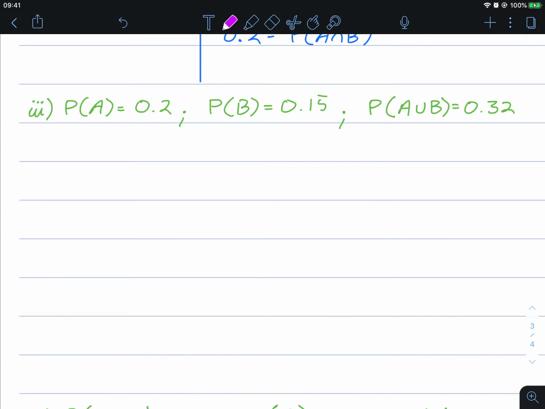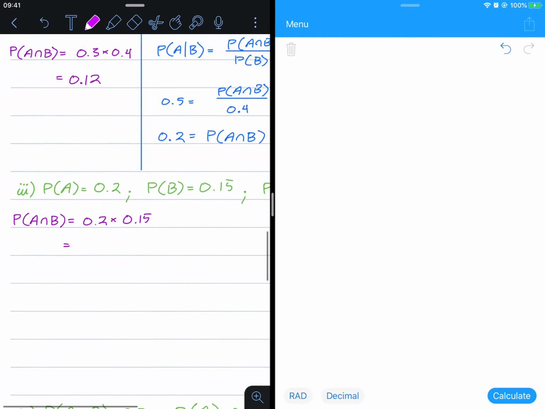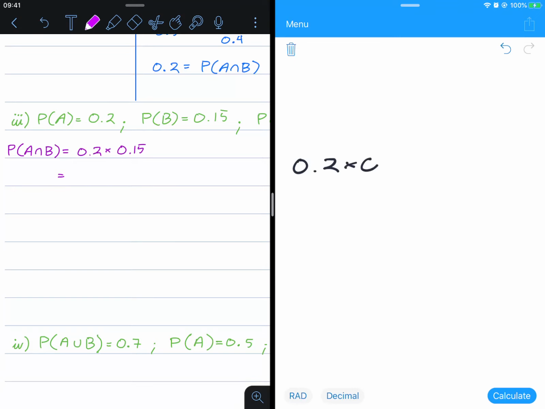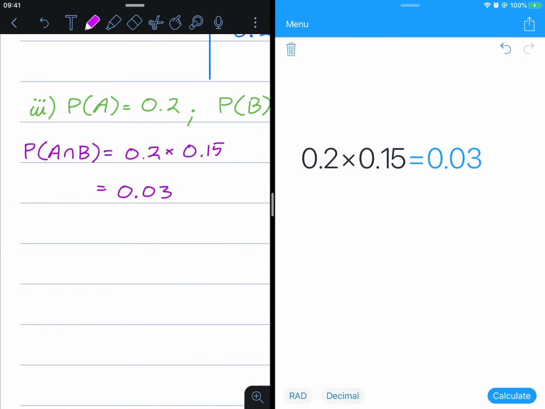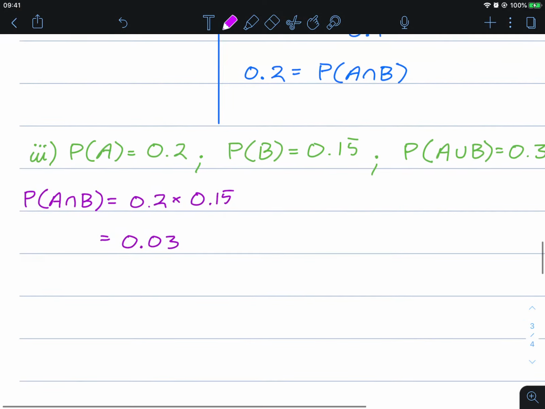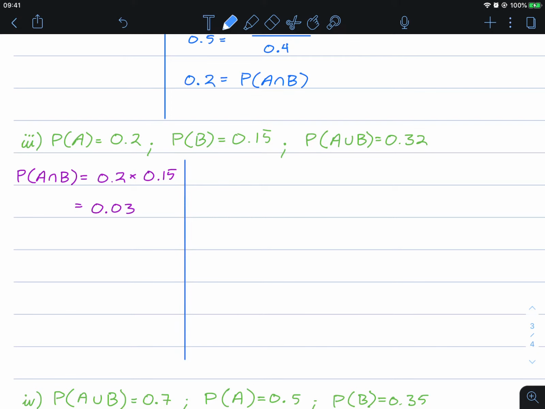So the ideal situation that we are looking for is the probability of A intersect B is 0.2 times 0.15, this one here. So if A and B were independent, we would have this expression showing. So let's give this a go. This is if they are independent. Let's calculate what we've been given.